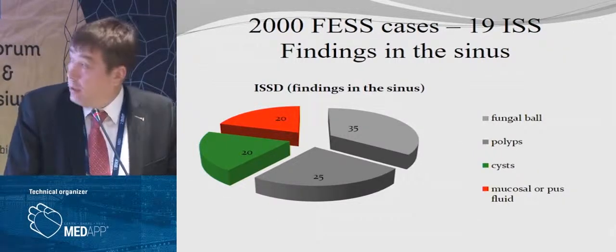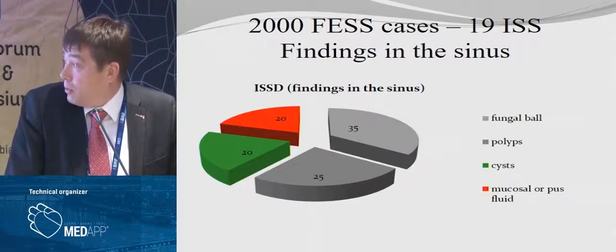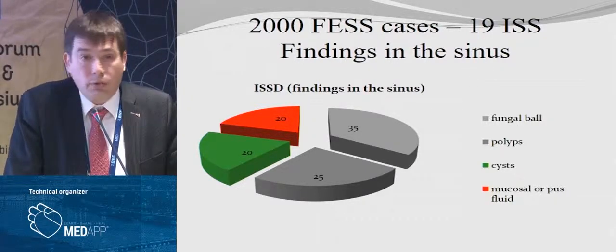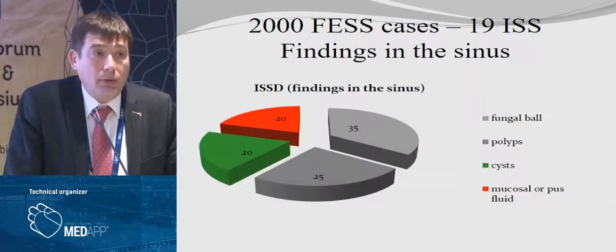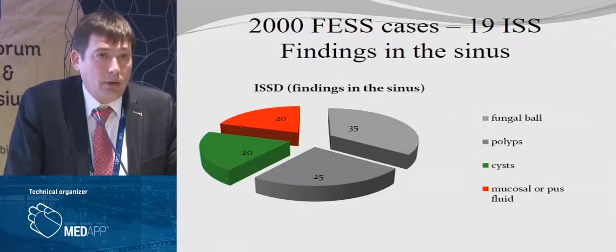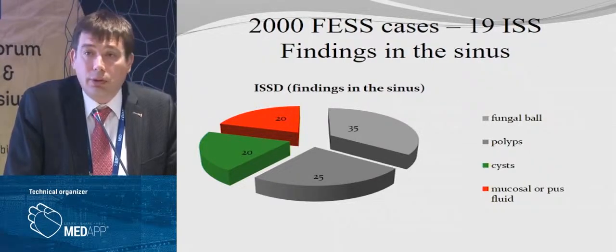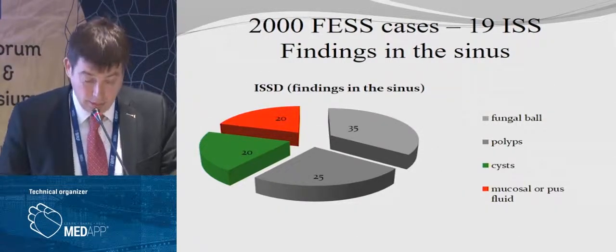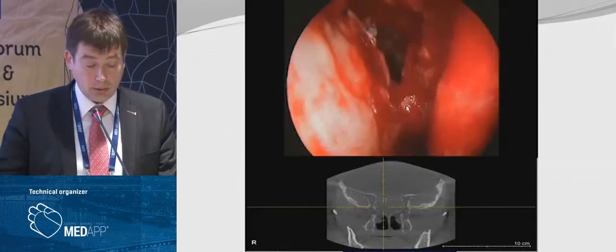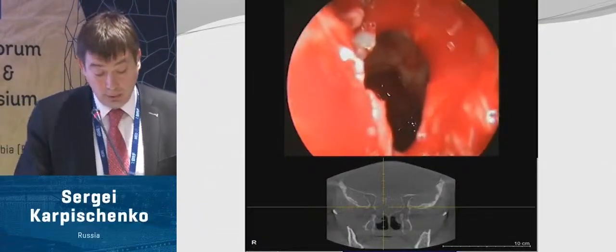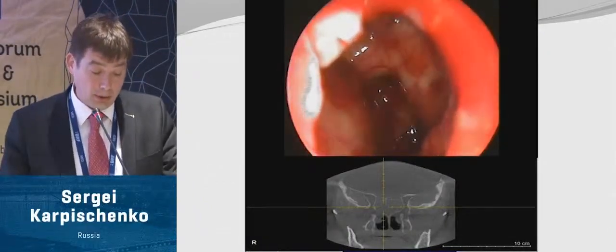There is a comparable number of patients with fungus ball, polyps, cysts, and mucosal nonfluent. And except for this number, we have several extremely rare observations of foreign body. That was a tooth in the sphenoid sinus, and osteoma of the sphenoid sinus, which sometimes leads to inflammation and blocks the sphenoid sinus.